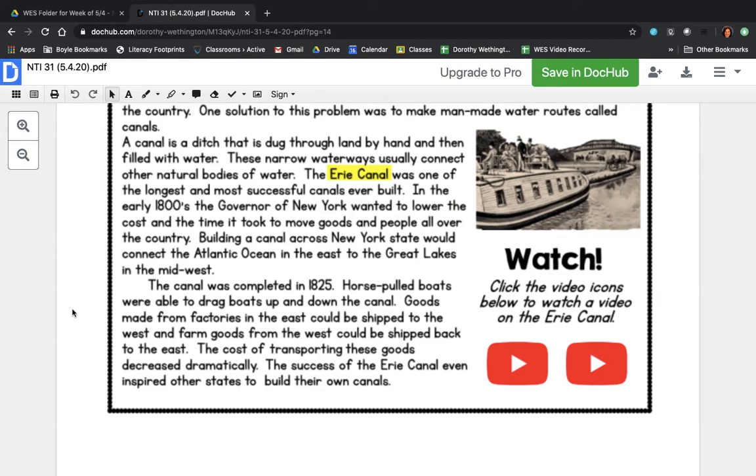Horse-pulled boats were able to drag boats up and down the canal. Goods made from factories in the east could be shipped to the west, and farm goods from the west could be shipped back to the east. The cost of transporting these goods decreased dramatically. The success of the Erie Canal even inspired other states to build their own canals.